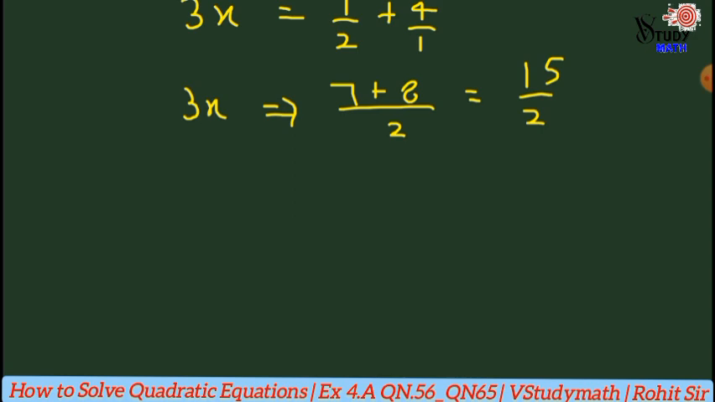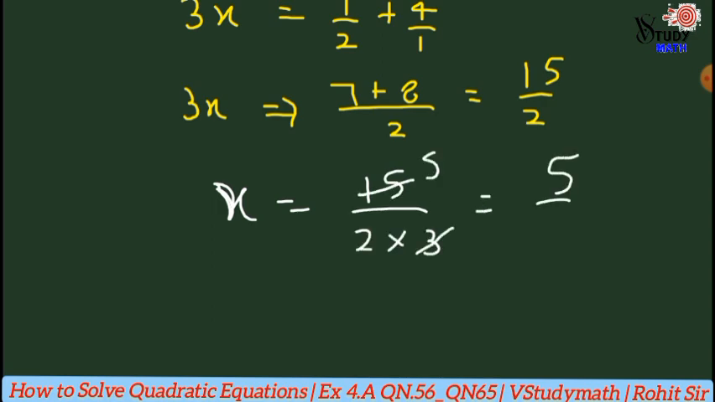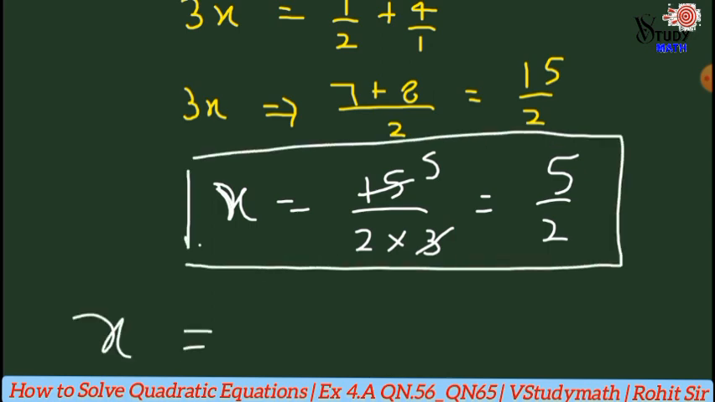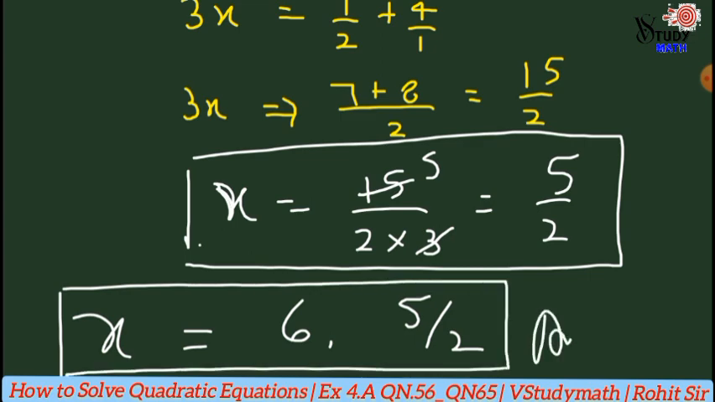Now the last step is that x is equal to 15 by 2 divided by 3, 3 fives are 15, that is 5 by 2. So this is the second value of x. So x has two values, one is 6 and the second one is 5 by 2. And this is the solution of this given quadratic equation.